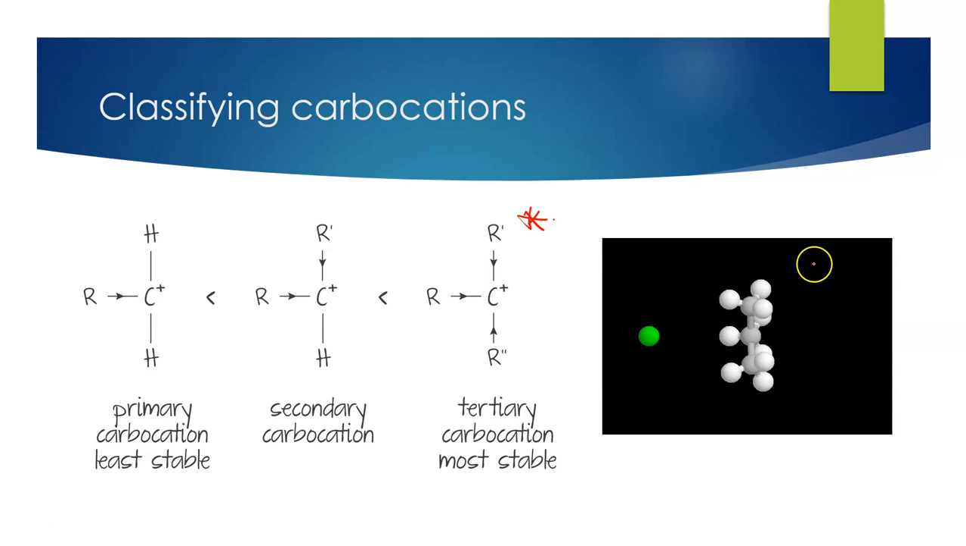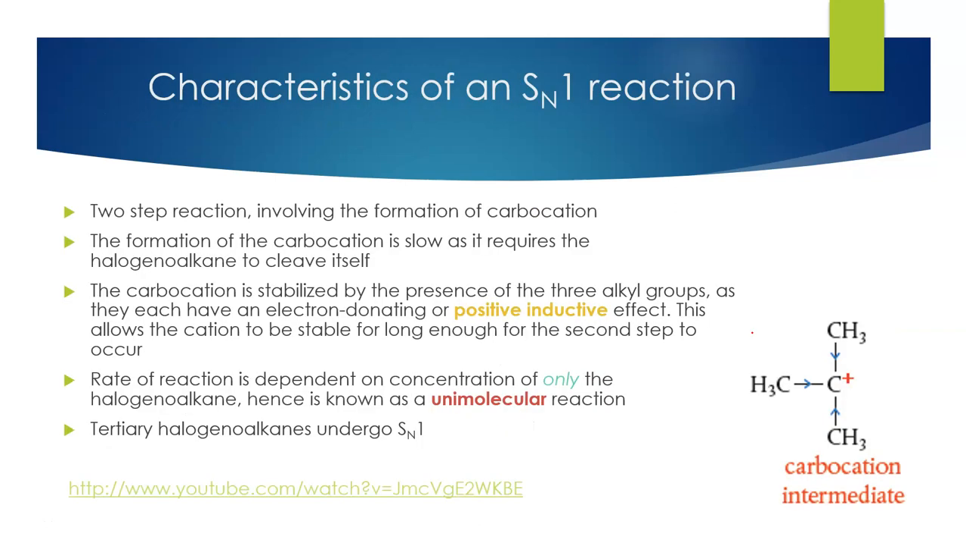So we see the bond cleaving first and then attack happening from the side. The thing with this is that the attack can happen from either side. So this means that we've got a non-stereospecific reaction. So it's a two-step reaction involving the formation of a carbocation. The carbocation is the rate-determining step, the slow step.